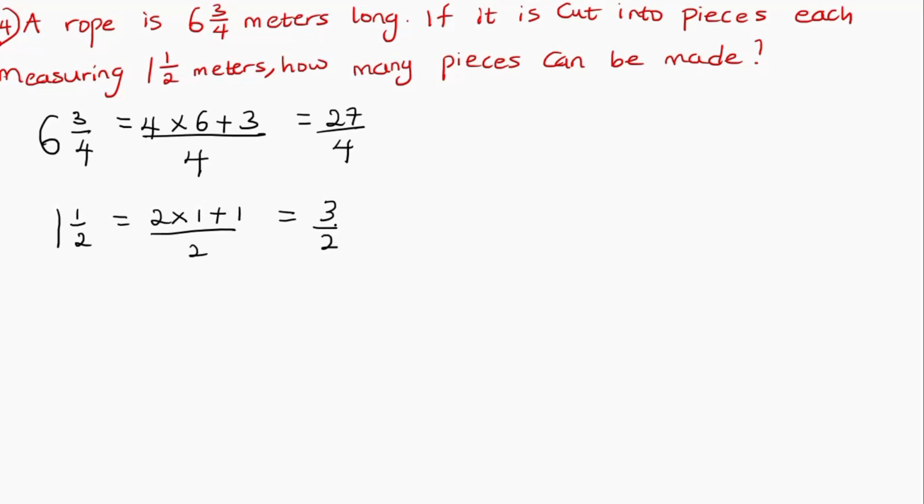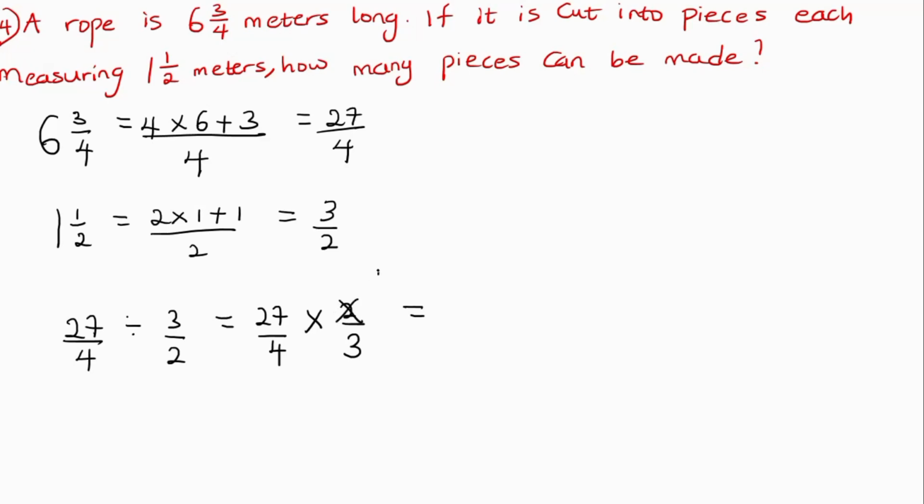So we want to simply divide this to get how many pieces can be made. Alright, so this becomes 27 over 4 divided by 3 over 2. And in order for us to be able to convert this to multiplication, we want to simply swap this fraction, and this becomes 27 over 4 times the denominator comes to the numerator and the numerator goes to the denominator. Okay, so here we can easily cancel out.